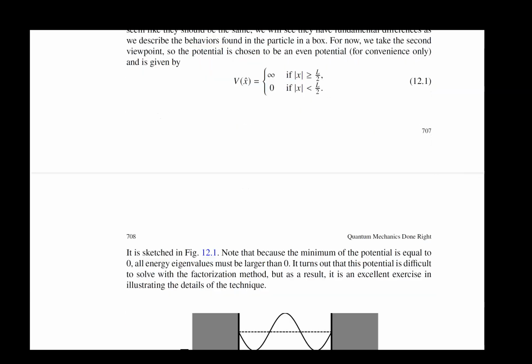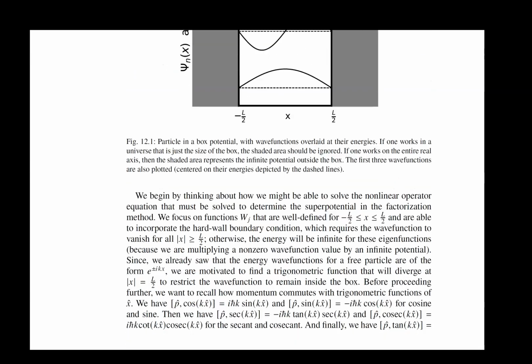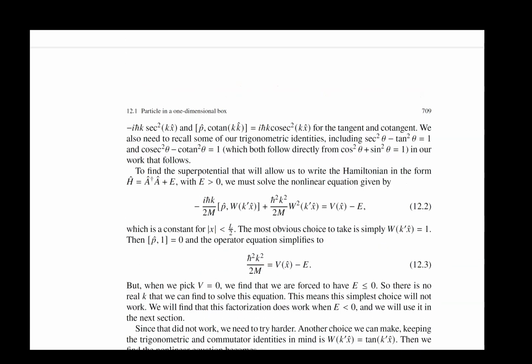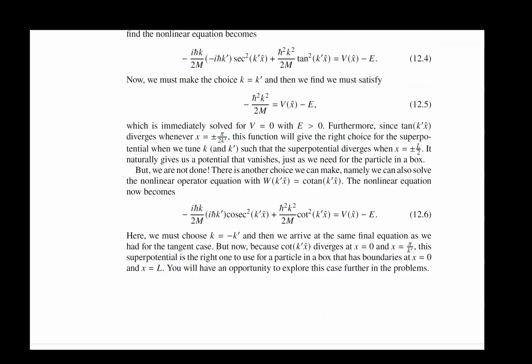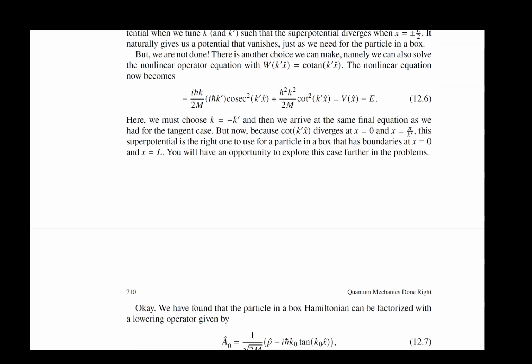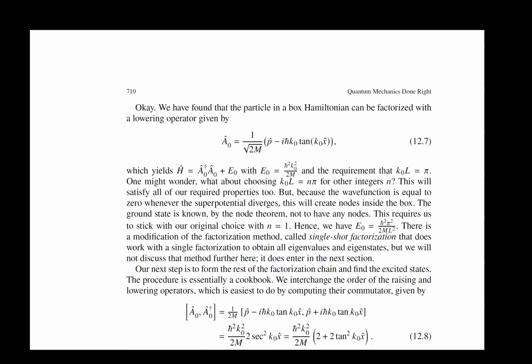So we start with a particle in a one-dimensional box. This is what the box looks like. That's what the wave functions look like. The way that we have to solve this is a little bit complicated because we have to use a trigonometric function and some important trigonometric identities in order to make it work. Our ladder operator takes this form with a superpotential that is a tangent. There's also a form that has a superpotential that's a cotangent that can be used. This is not something you would just think of off the top of your head.